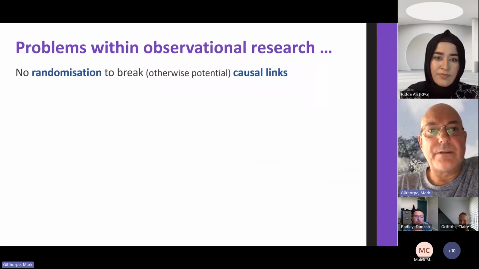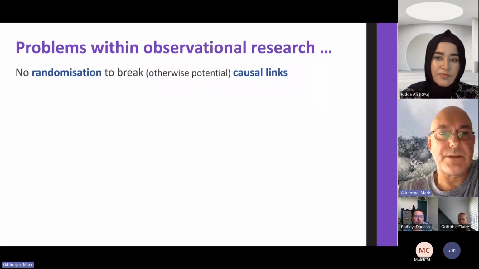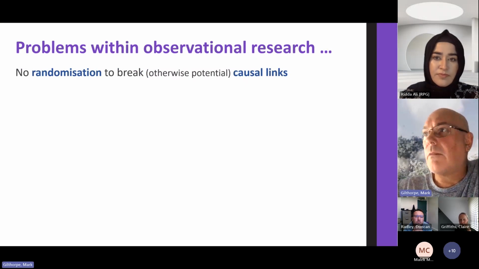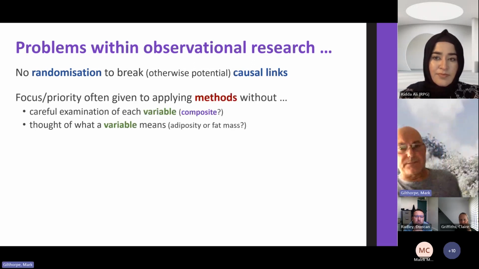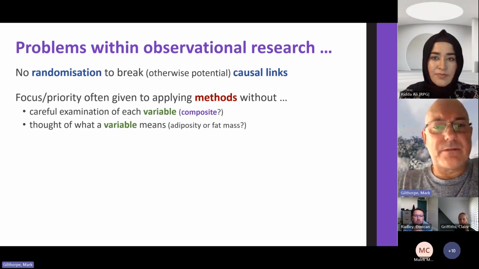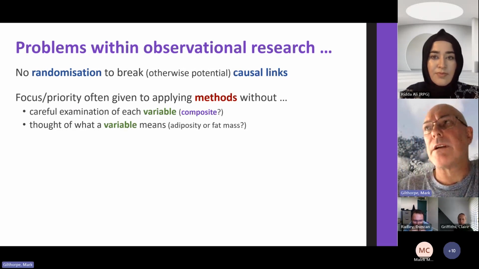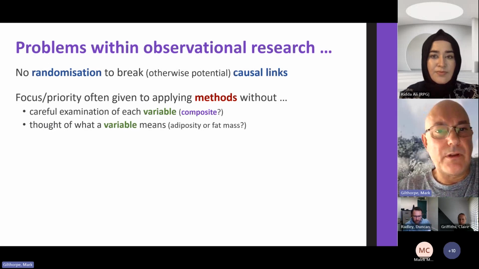So the problems we face really with observational research is the lack of randomization to break these otherwise often unrecognized potential causal links due to common confounding back in the history, as it were, prior to the measurement of the baseline data. But it's worse than that, because we not only fail to recognize that potential problem of lack of randomization, but we don't even think about the variables carefully that we analyze.